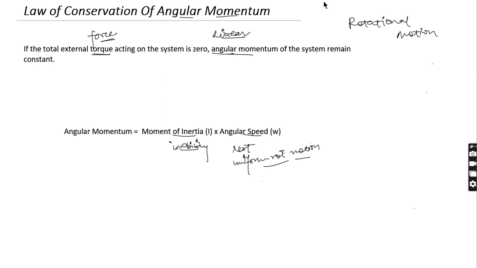Now, we know that angular momentum is a vector quantity. If I'm saying angular momentum of the system remains constant, this comprises of two things. One is magnitude, another one is direction. So for angular momentum to be conserved, its magnitude and direction, both things need to be same.